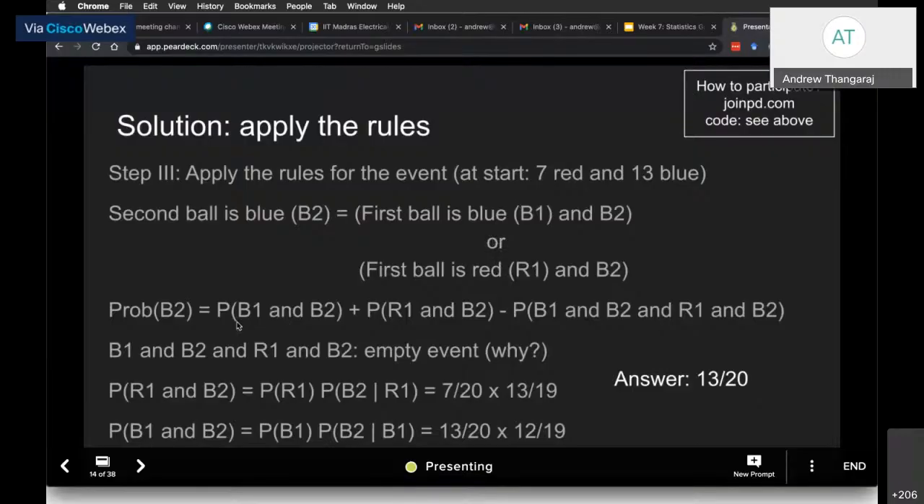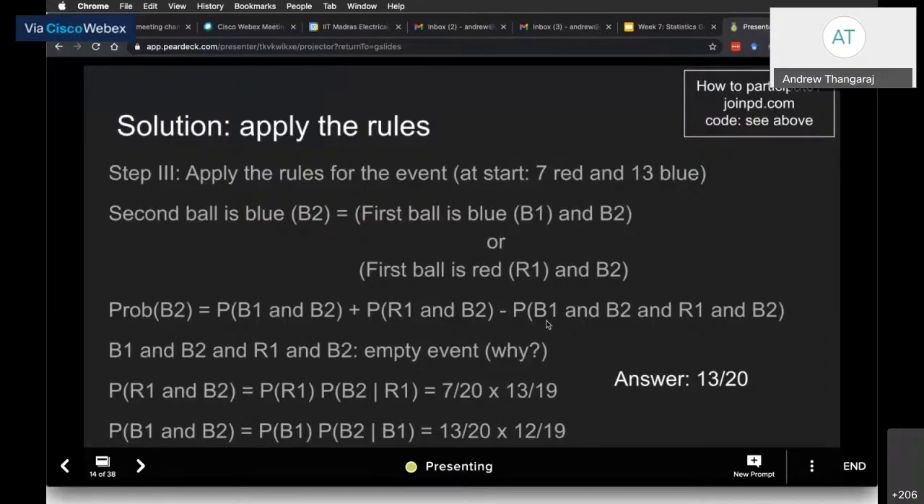Probability of B1 and B2 plus R1 and B2 minus B1 and B2 and R1 and B2. So those of you who know technical details of unions and intersections, yes, this OR rule is nothing but the probability of union of two events, which is probability of the two events added minus probability of their intersection.